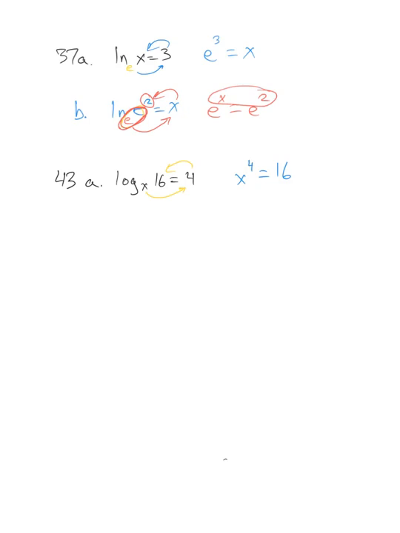And do we know what that answer is? We can take the 4th root of both sides. So the 4th root of x to the 4th is x. The 4th root of 16 is 2.